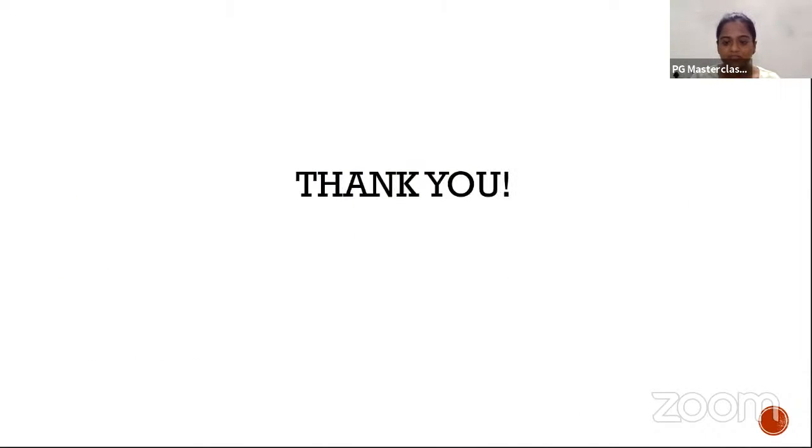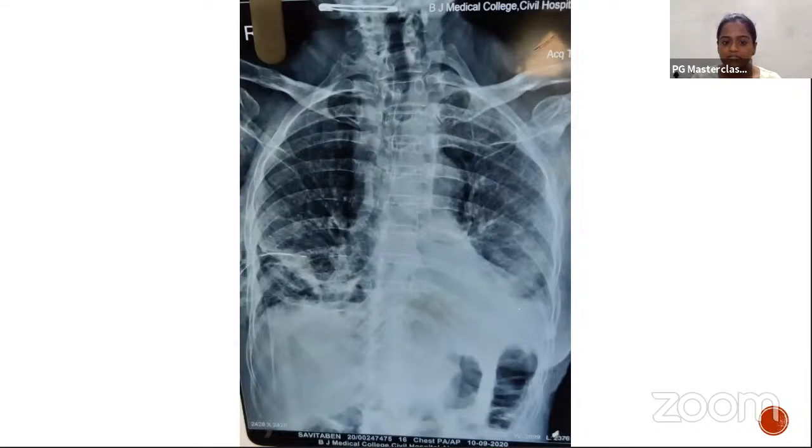Ma'am, this is the last slide. Okay. So planned ventilatory support is required in all the patients of diaphragmatic hernia. Ma'am, we have kept an ICU cot ready in case.